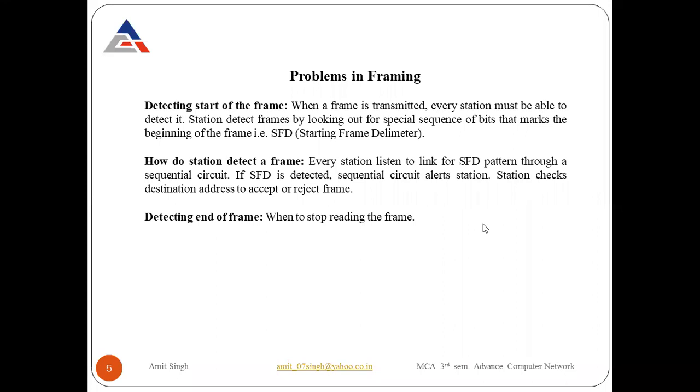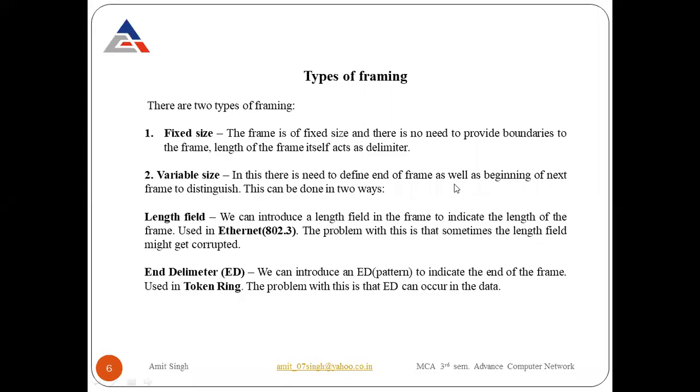Now the third is detecting the end of frame, that is, when to stop reading the frame. This happens when any station finds the start of the frame and starts accepting it. At that point, it is very difficult for that station to find out the end of that particular frame. To overcome this problem, a sequence number is added at the end of that particular frame, in the trailer. The next is the types of framing.